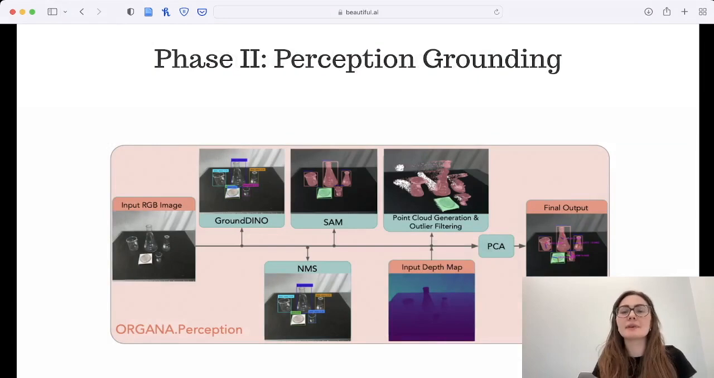The second step we have is perception grounding. This is where ORGANA perceives a scene, segments all of the vessels and tools that are in the scene, and then asks the human what each vessel is used for.